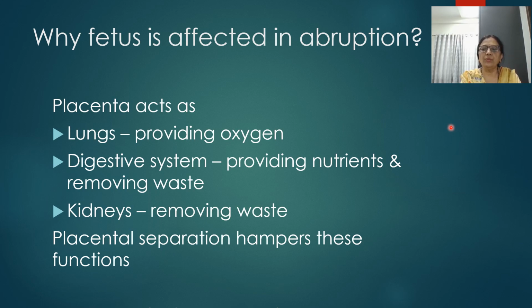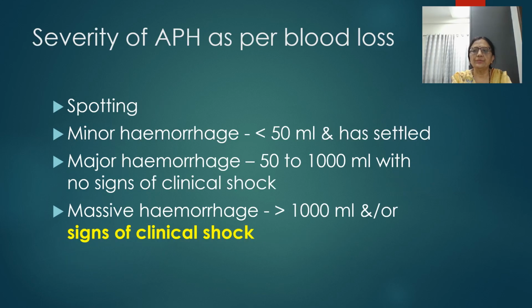Now, as a rule, we say that abruption affects fetus as well as mother, whereas placenta previa mostly affects mother. So why is the fetus affected in abruption? Placenta acts as the fetal lungs by providing oxygen, fetal digestive system by providing nutrients and removing the waste, and fetal kidneys by removing the waste. So whenever there is a placental separation, all these functions of the placenta are getting hampered, and that is the reason why fetal affection is seen even in early stages of placental abruption.